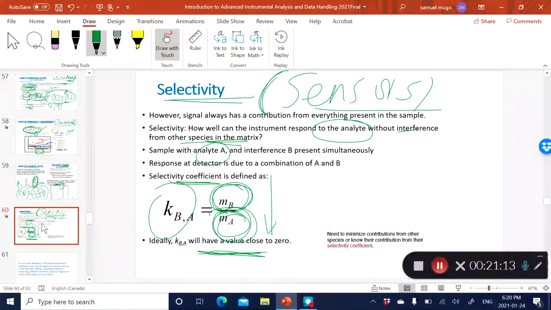You just take the response to the matrix or to the contaminant divided by the response to the analyte, and that gives you the selectivity coefficient. And as I said, you want the selectivity coefficient to be very, very small for your sensors to be very good.